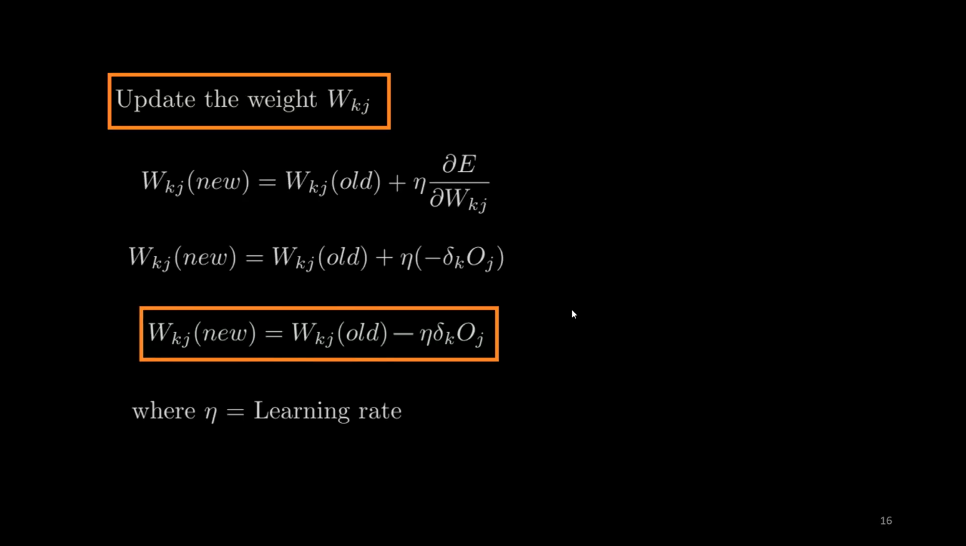So in this lecture, we learned how to update the weight using backpropagation if we move from the output layer to the hidden layer. In the next lecture, we will move from the hidden layer to the input layer. That is the second step of backpropagation.